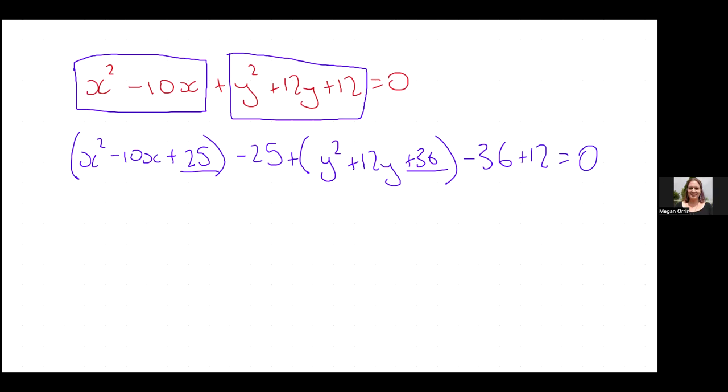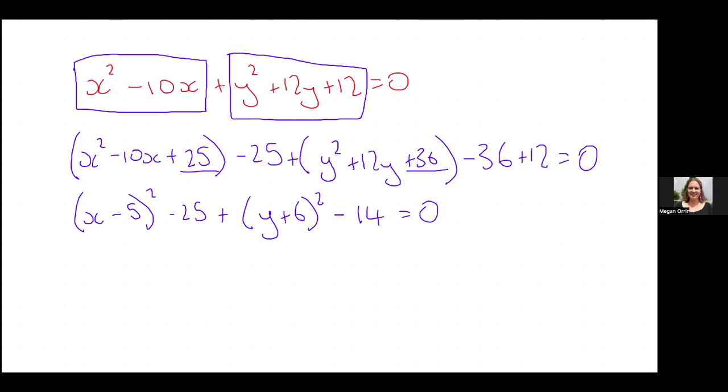Now I'm going to compress this a bit. So this is a perfect square. So I've got x minus 5 squared. And this is also, actually, let me just write it out so it's less confusing. And this is y plus 6 squared. And then I've got 36 plus 12. So hopefully you can see that that is minus, what have I got? Minus 14.